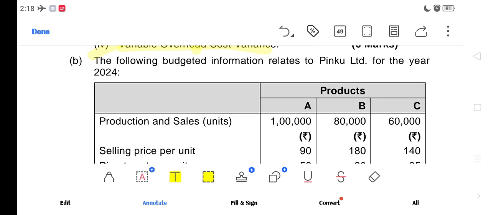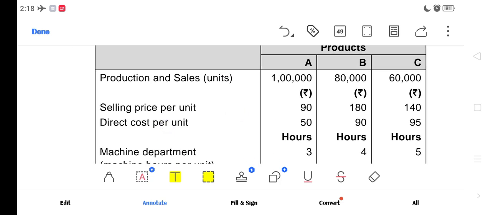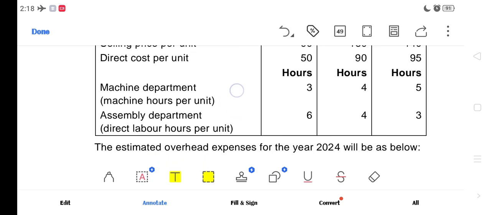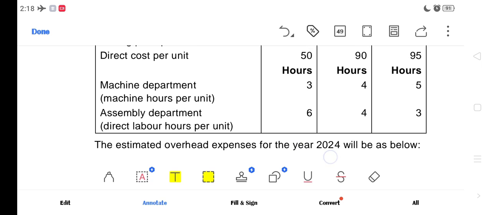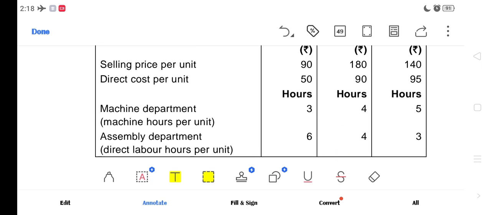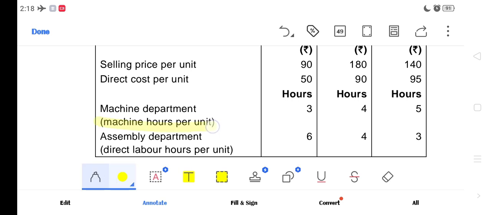The following budgeted information relates to Pinku Limited for the year. They have given some information: production and sales units, selling price per unit, direct cost per unit, and for the machine department and assembly department, machine hours per unit and direct labor hours. Per unit, machine hours they say 3 hours, 4 hours, and 5 hours, no?